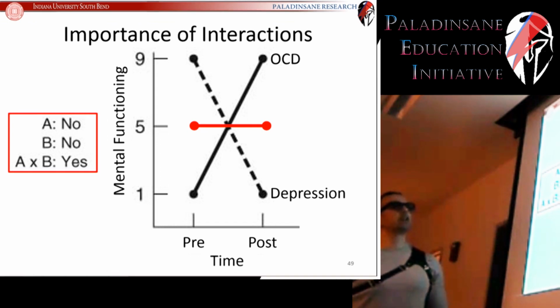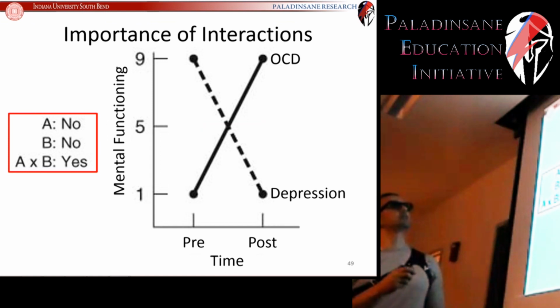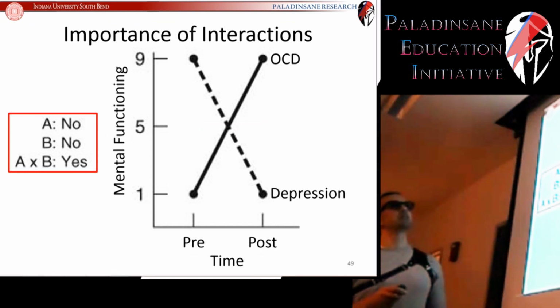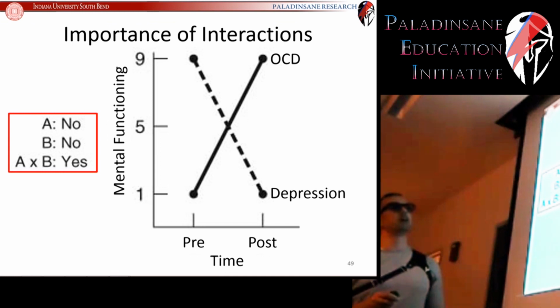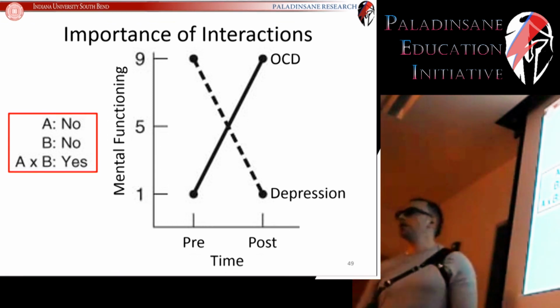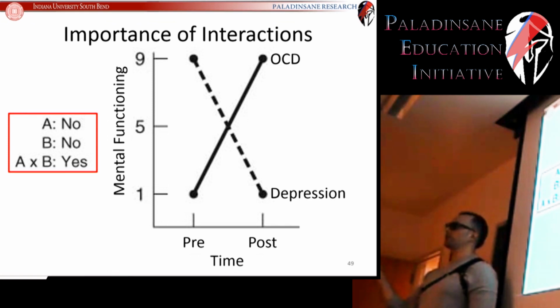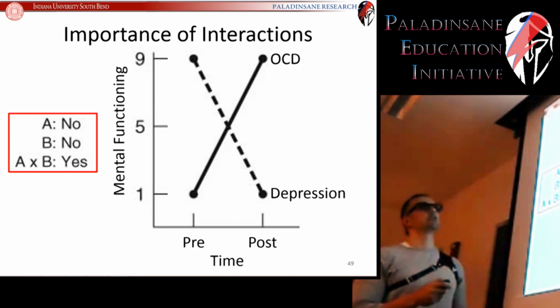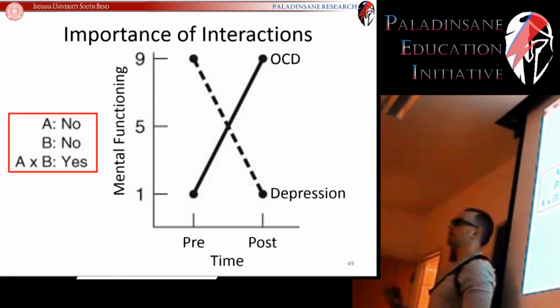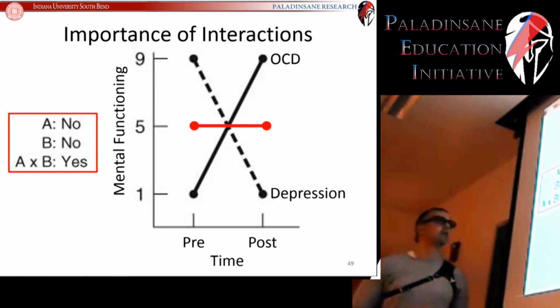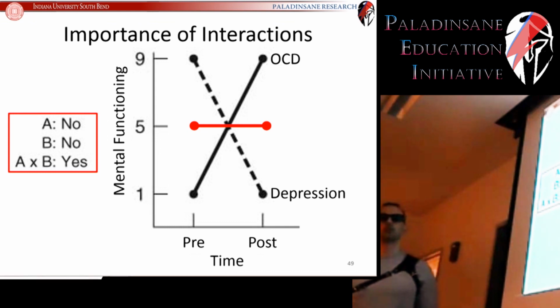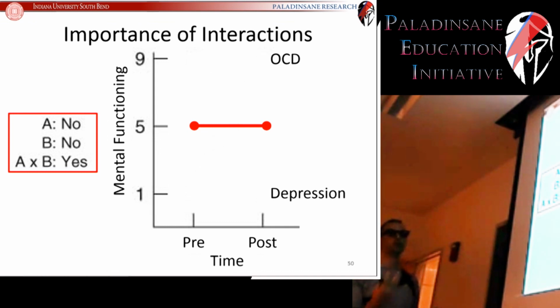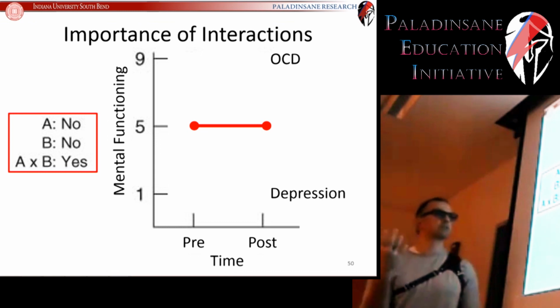And then if you take a look at, well, what about obsessive compulsive disorder individuals across the entire experiment? Well, they scored a 9 and they scored a 1. So on average, they had a mental functioning of 5. What about depression subjects across the experiment? They scored a 9, they scored a 1. So on average, they also had a score of 5. So there was no difference between the scores for the two groups of subjects.